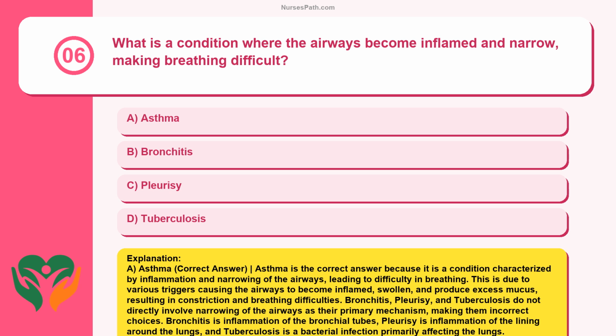This is due to various triggers causing the airways to become inflamed, swollen, and produce excess mucus, resulting in constriction and breathing difficulties. Bronchitis, pleurisy, and tuberculosis do not directly involve narrowing of the airways as their primary mechanism, making them incorrect choices. Bronchitis is inflammation of the bronchial tubes, pleurisy is inflammation of the lining around the lungs, and tuberculosis is a bacterial infection primarily affecting the lungs.